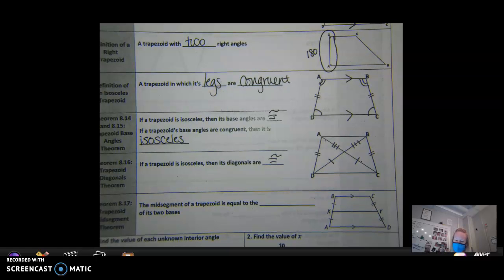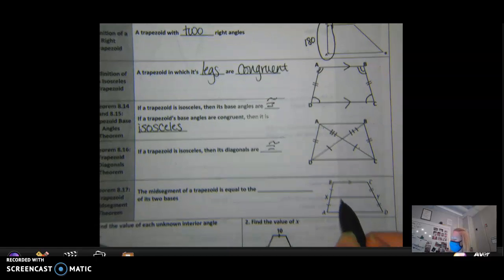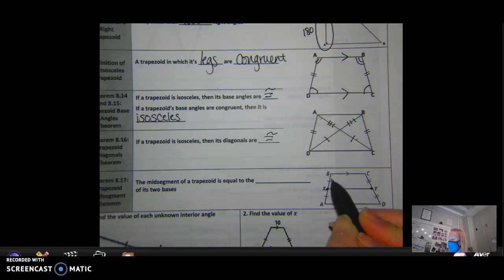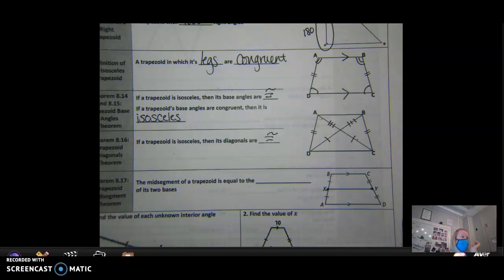And then the last one, the mid-segment of a trapezoid. So mid-segment is the segment that cuts the trapezoid's legs in half. So this is going to be congruent to this, and this is congruent to this. This does not mean that this guy, B to X, is congruent to C to Y. The only time that that would happen is if it was an isosceles trapezoid. Otherwise, that doesn't mean that those are equal.